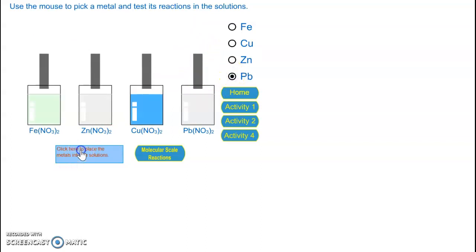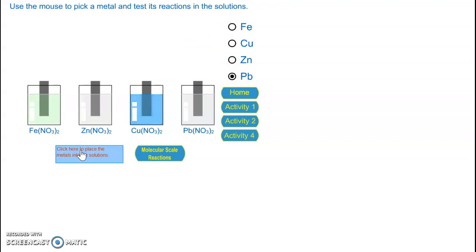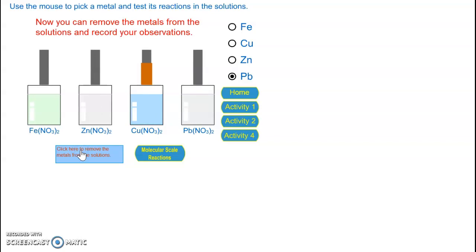Okay, and last but not least, now we can remove it. Okay, so write down all those observations, so that gets us through number 4.